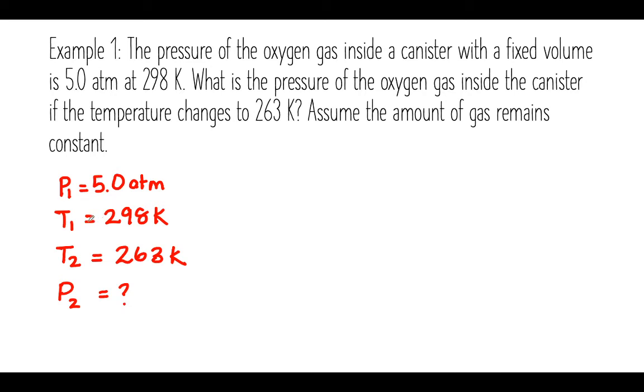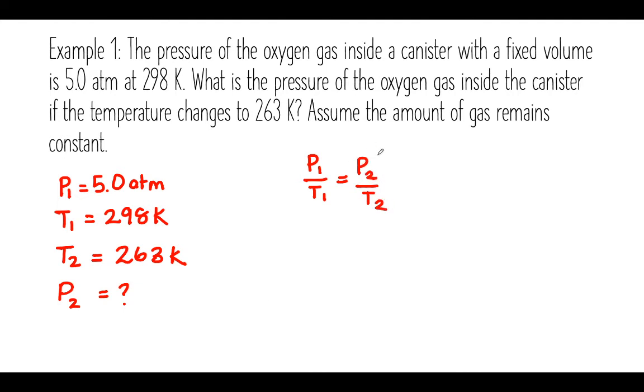Now let's take a look here. Temperature seems to decrease. So that itself should give us a hint as to what is going to happen to this pressure, right? Because temperature decreased, pressure should decrease as well. But let's actually calculate and find out what P2 is going to be. I'm going to start off with my formula. P1 over T1 is equal to P2 over T2.